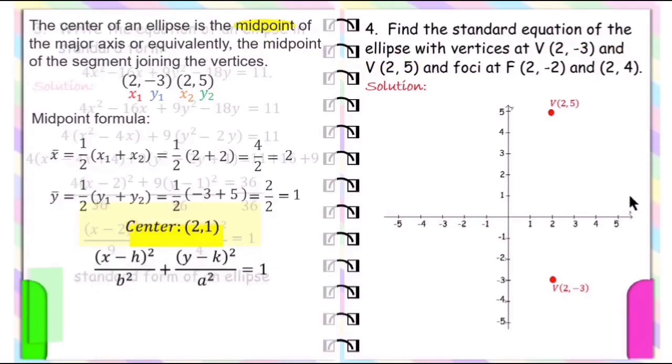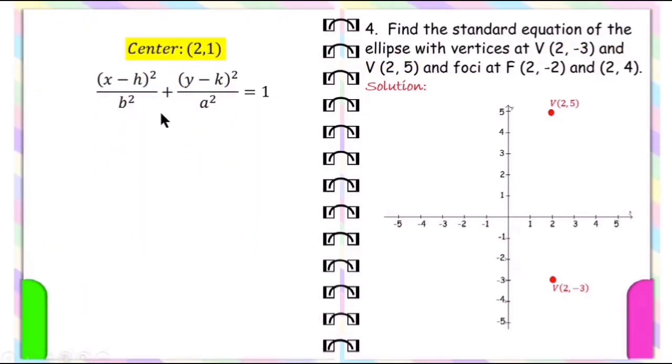Next, we need to find a and b. Remember, a represents the vertices, b the co-vertices, and c the foci. Since we have the coordinates of the vertices, we can solve for a. Recall that the length of the major axis is equal to 2a. Since we have here the major axis, we just count the distance from this point to this point. Thus, the distance is 1, 2, 3, 4, 5, 6, 7, 8 units. So the length of the major axis is equal to 8.